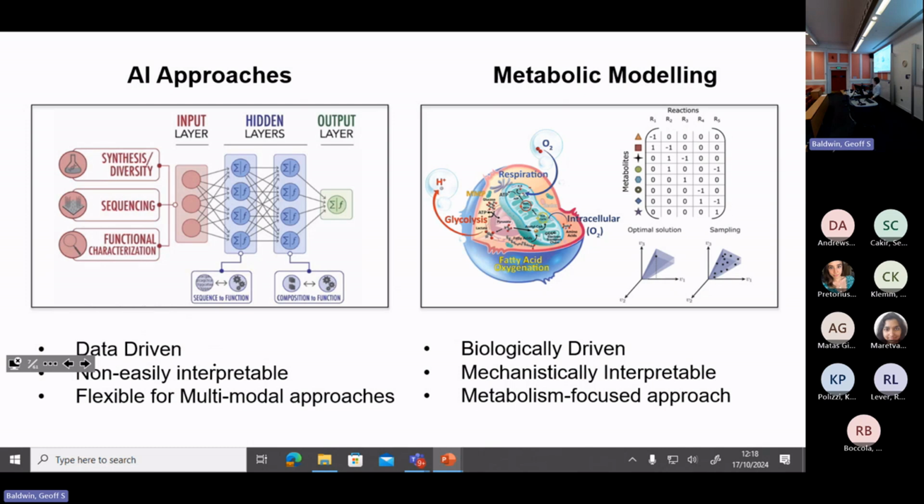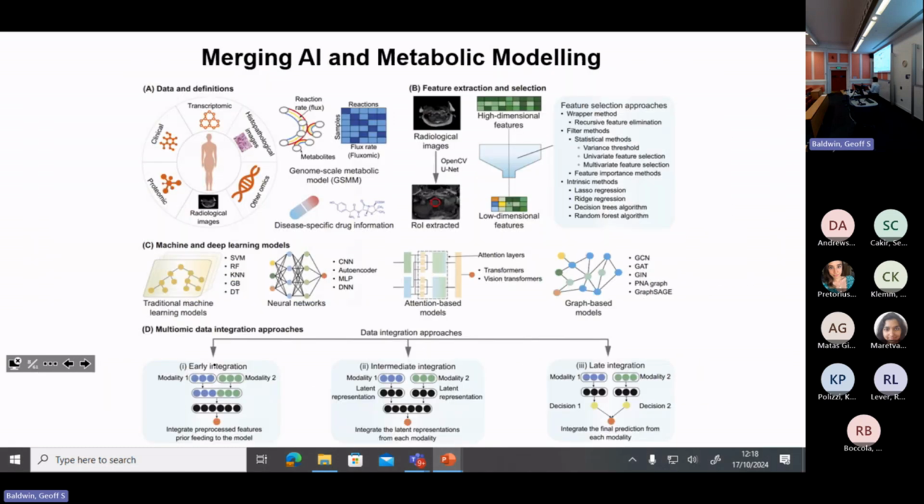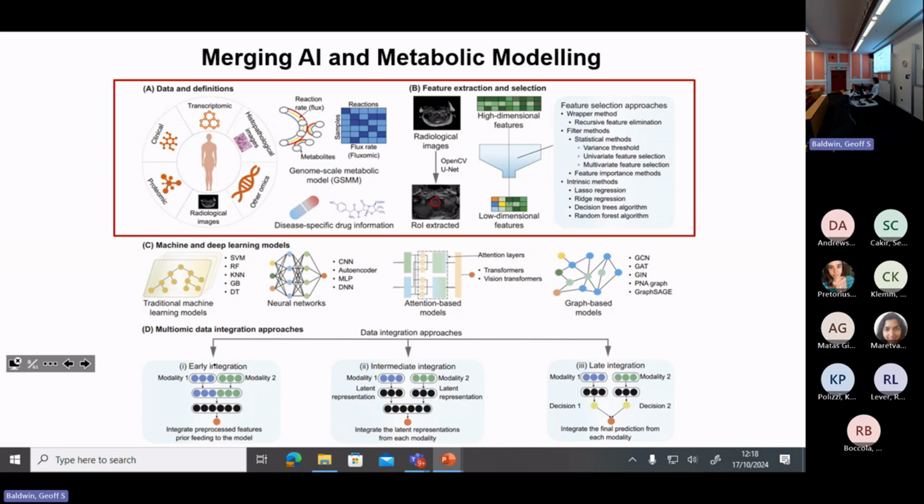And what we do in our group, we merge both models. This is again part of the framework that we developed. There is the link at the bottom if you want to look at it, but it's in Trends in Biology. And we start with the data.